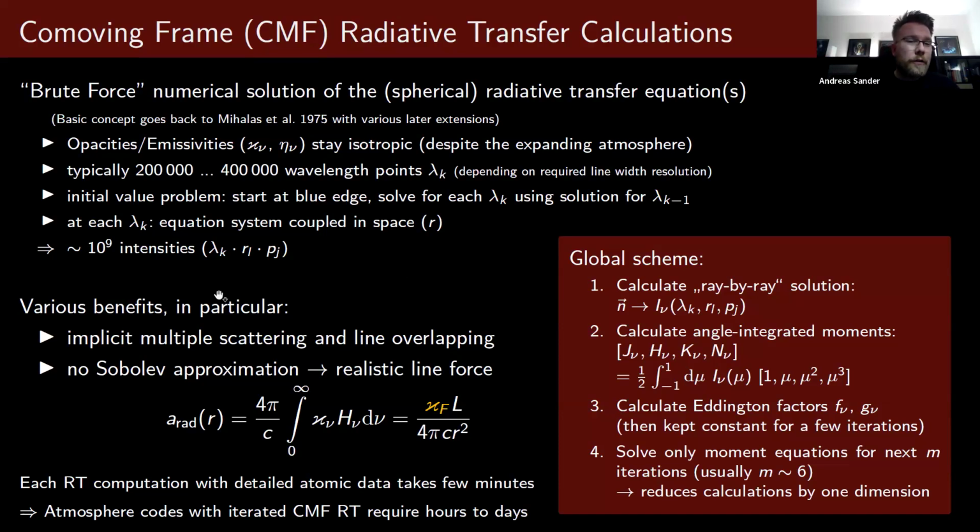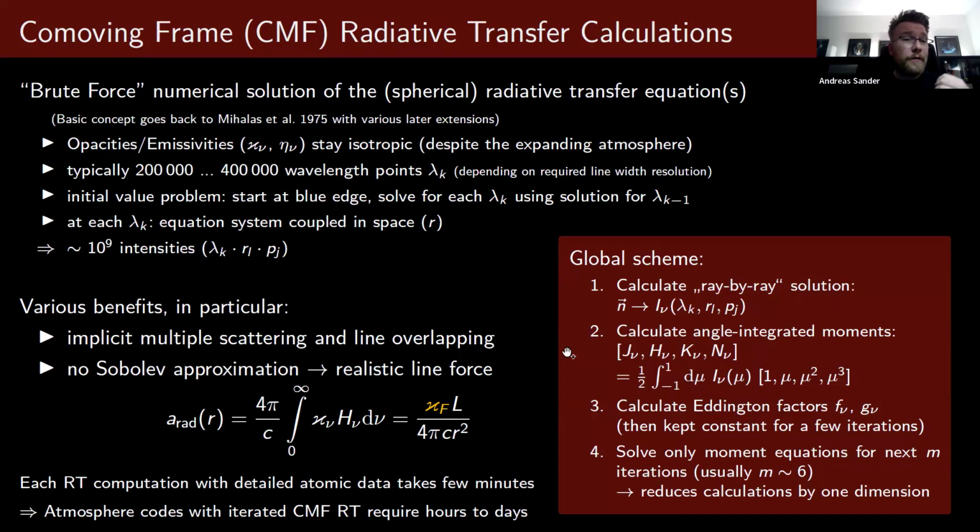So in total, if you solve that in the typical 3D geometry, you have about 10^9 intensities. This is quite numerically costly, so the global scheme tries to reduce this numerical effort by doing this ray-by-ray solution only every few iterations. Instead, it calculates the angle-integrated moments, defines so-called Eddington factors as closure relations for the moment equations, and then solves only the moment equations for a typical number of 6 iterations, which reduces our calculations by one dimension, which is quite significant in terms of gaining speed.